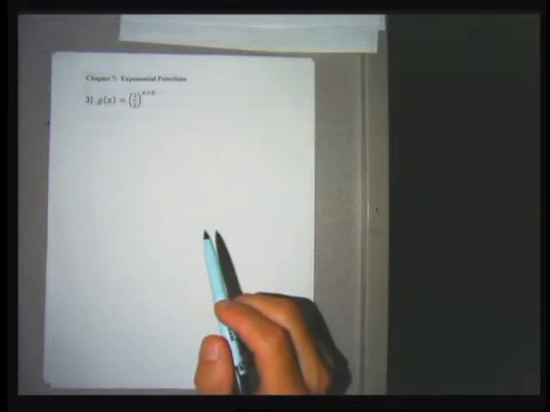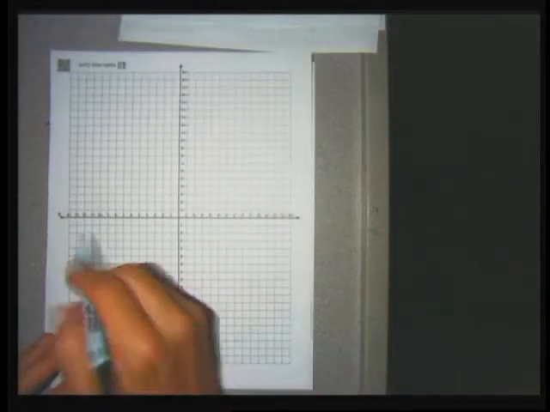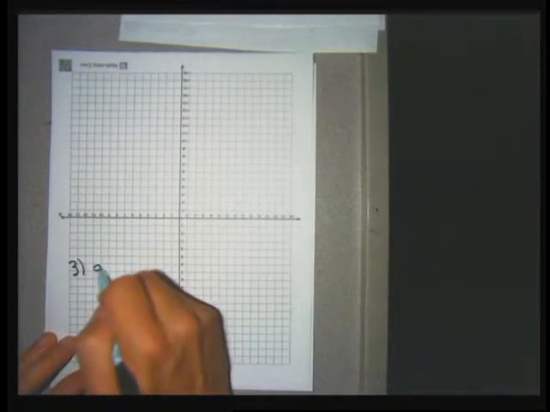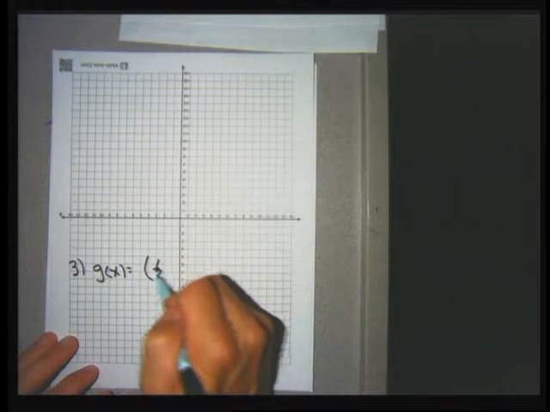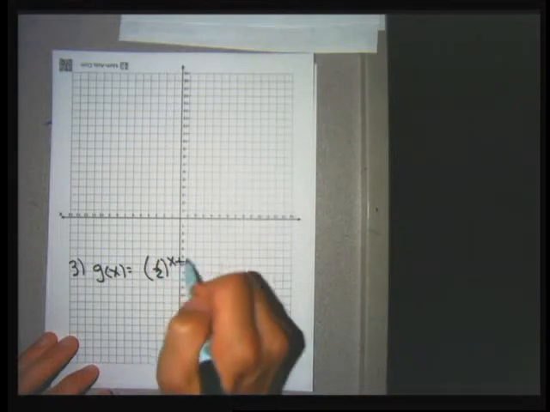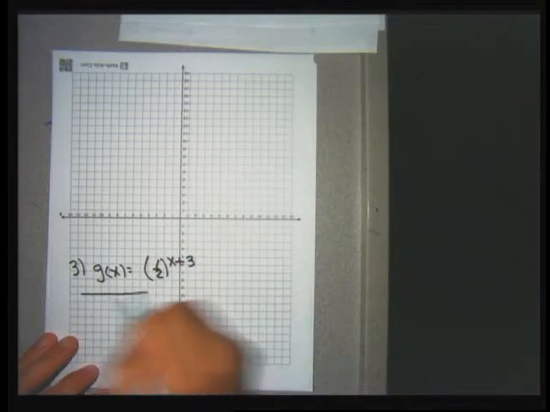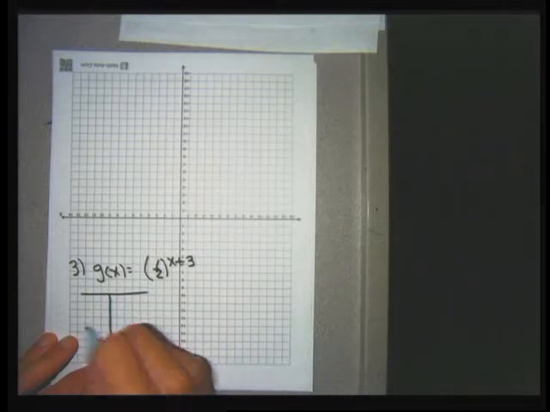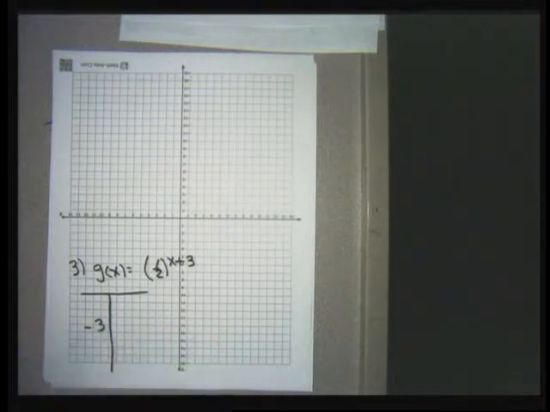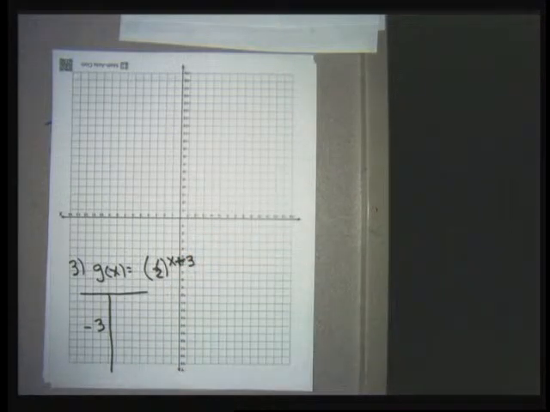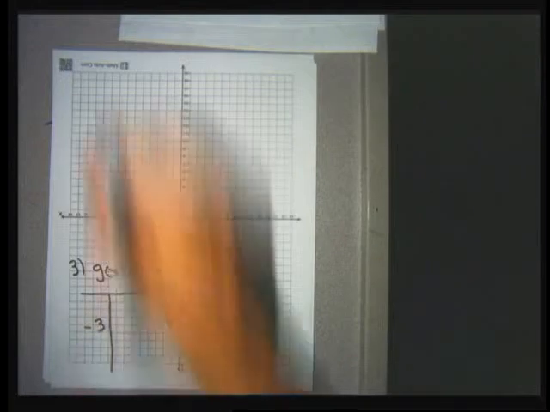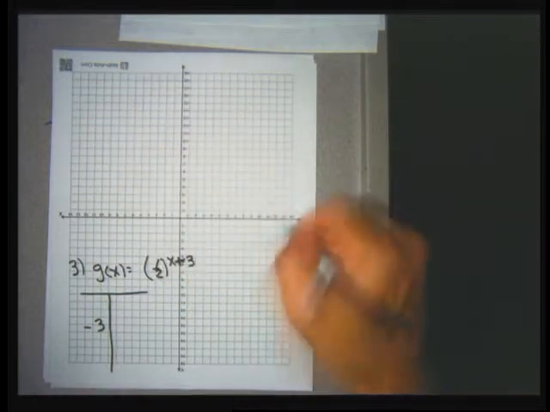For 3, 1 half to the x plus 3, the fraction would make it a little bit tedious if I was working without a calculator to get my table, but my calculator won't have any problems pushing through this. And when you have a fraction base, you get a backwards graph. It means it's going to go up on the left and down on the right.